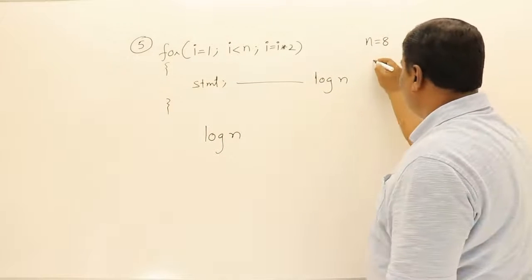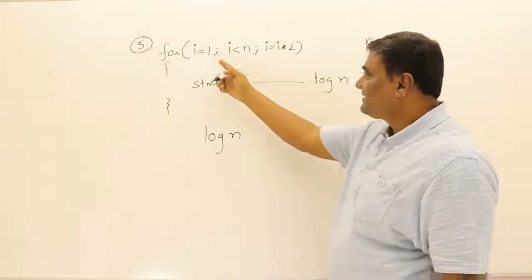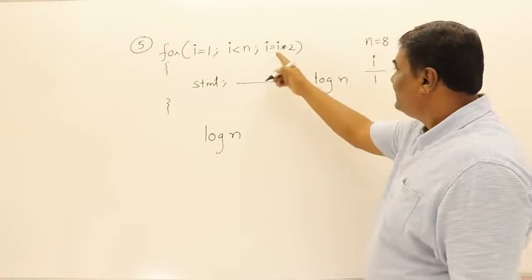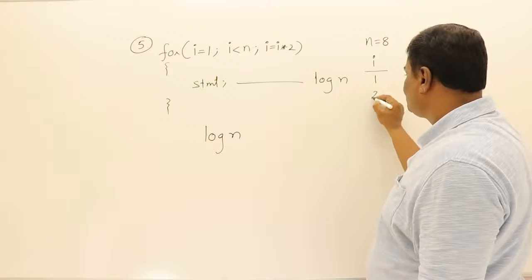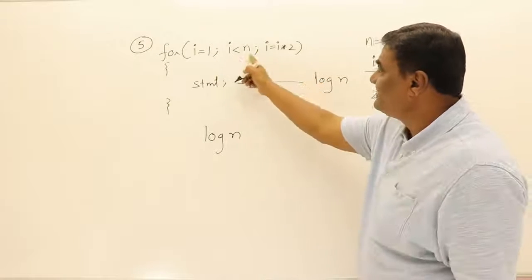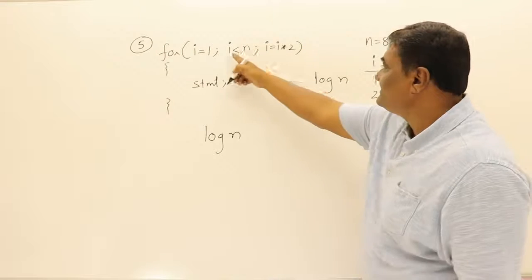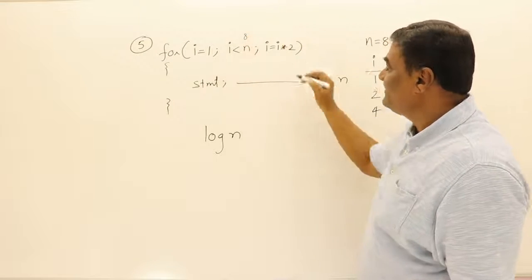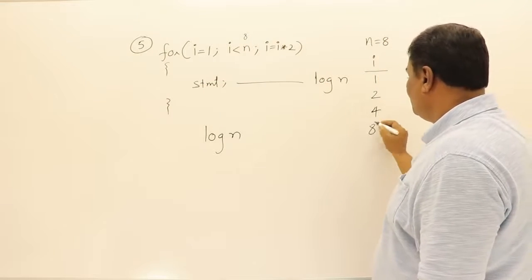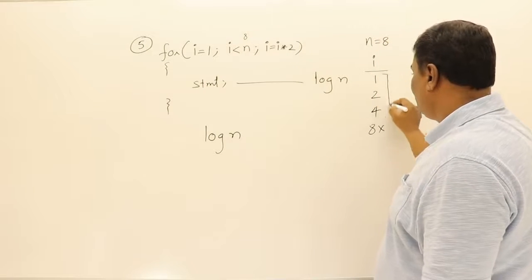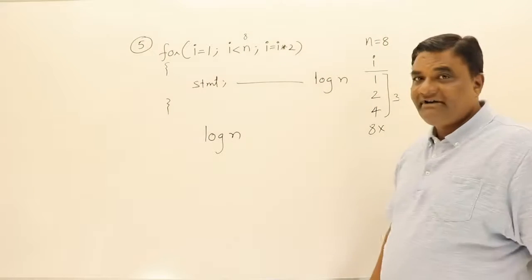Right? Now let us trace this one by taking a sample value. I is 1 initially, then I is multiplied by 2, so it is 2. 2 is less than 8, then again multiplied by 2, it is 4. 4 is less than 8, n is 8, right? So again multiplied by 2, now 8 is not less than 8, so it will stop. So total how many times is it repeating? It is repeating for 3 times.